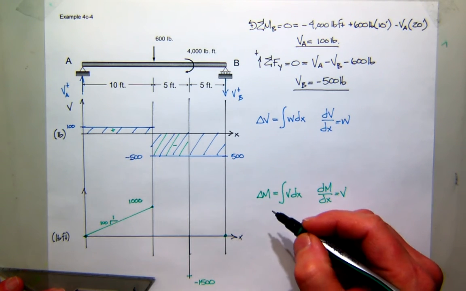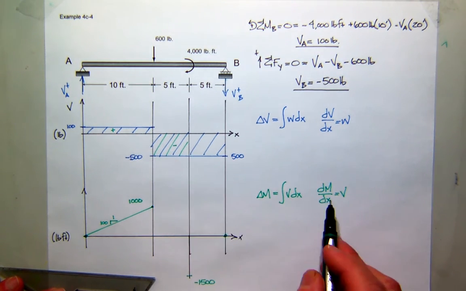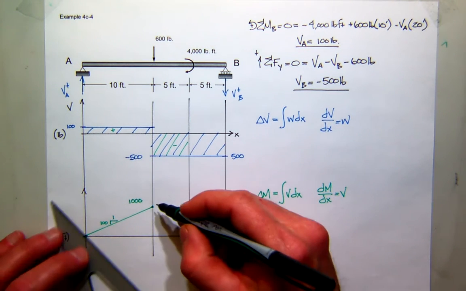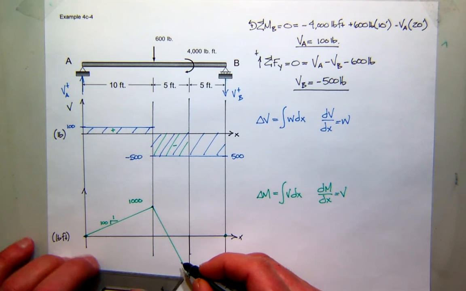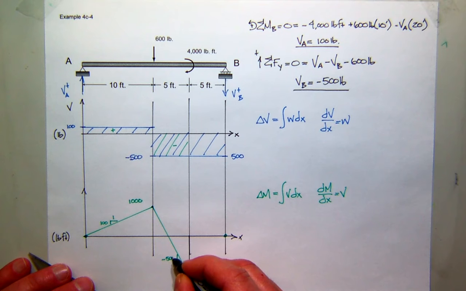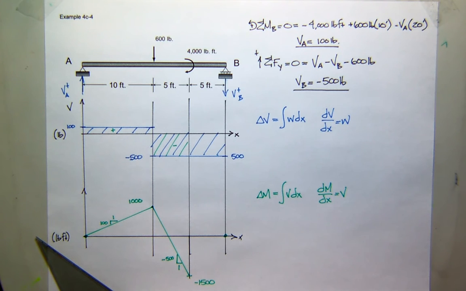So far, so good? What's the slope between these 2 points? Well, it should be equal to the shear, and the shear is constant, and it's negative. In fact, if I look at this one, it should be minus 500 to 1. Now, I don't really care right now where the moment crosses the 0 axis, so don't concern yourself with that yet.